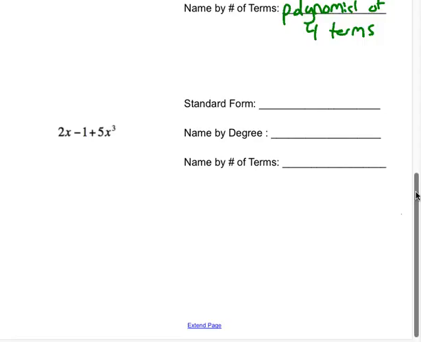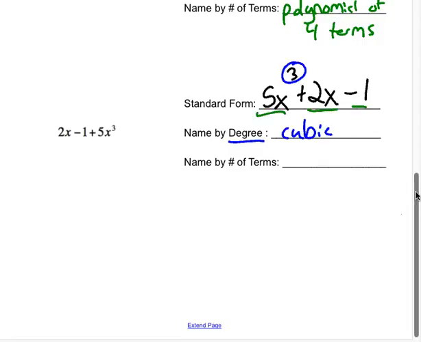And our last one, standard form. So here again, all of them have different degrees already. So basically it's just rearranging them. The 5x cubed should come first, then the 2x, then the minus 1. So now to name it based on degree, it has degree 3, making it a cubic. Number of terms, I see 1, 2, 3 terms. So that is going to be a trinomial.